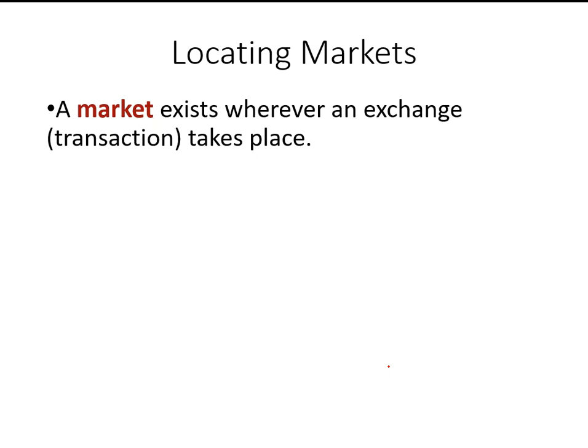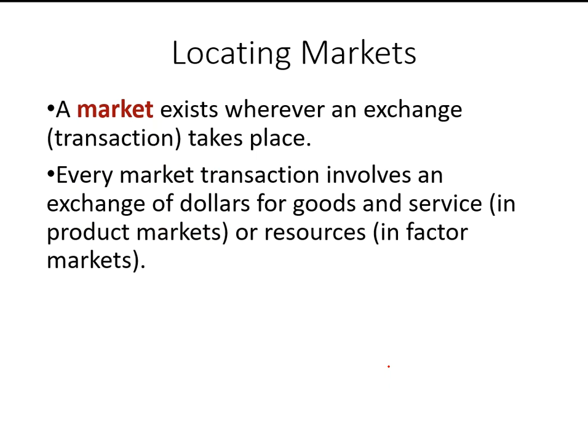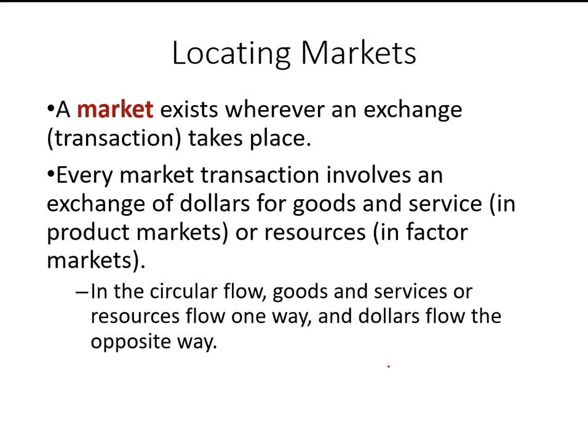So let's connect this concept with the circular flow chart we just learned. Every market transaction involves an exchange of dollars for goods and services in the product market, or resources in the factor market. In the circular flow chart, we find goods and services or resources flow one way, but the dollars always flow the opposite way. That's exactly what I explained when we covered the circular flow chart.